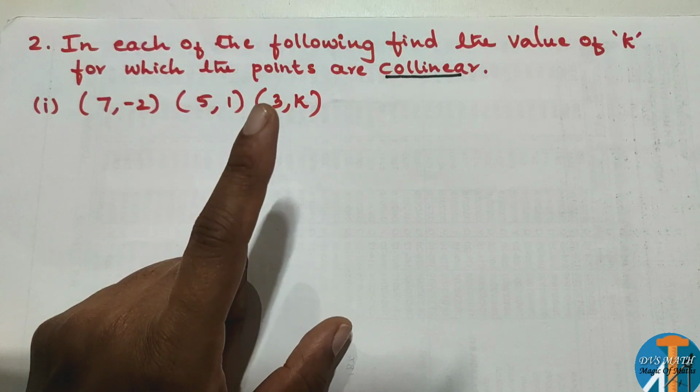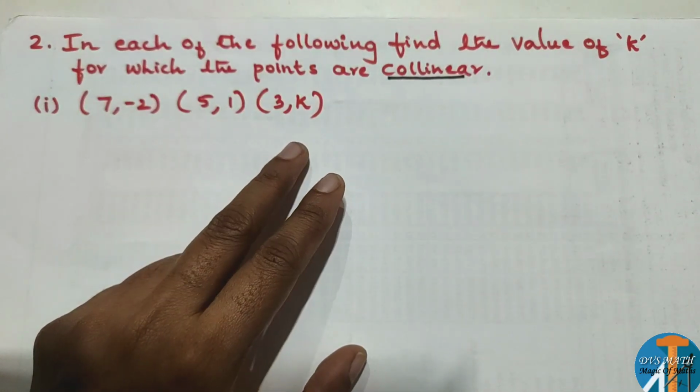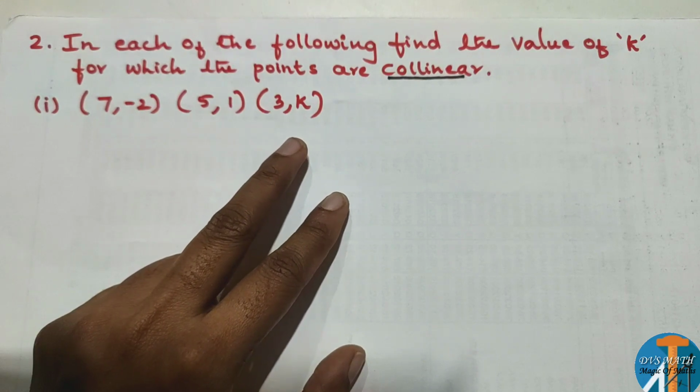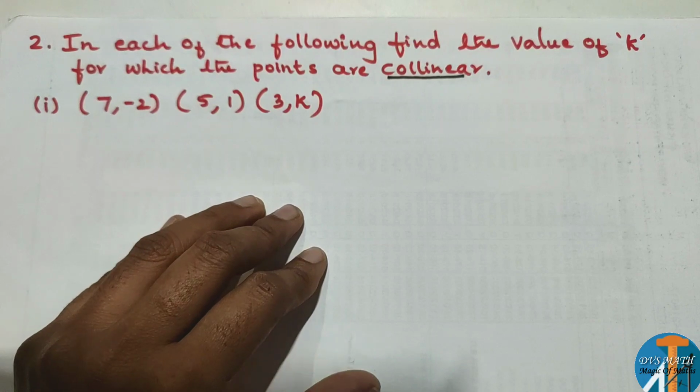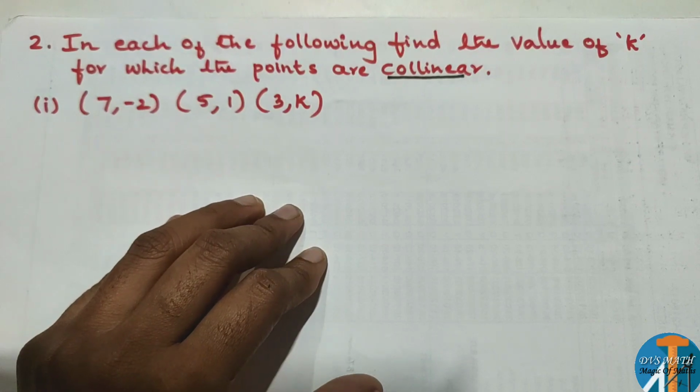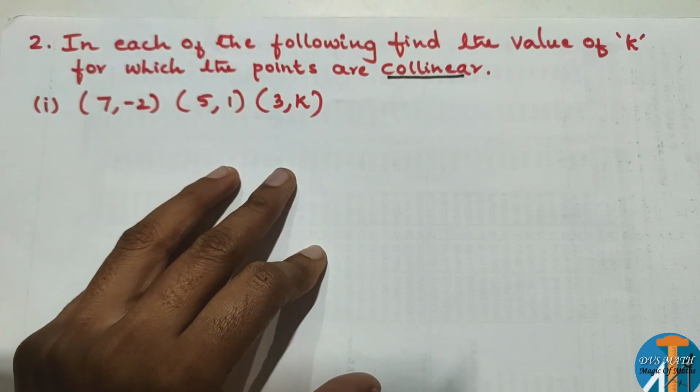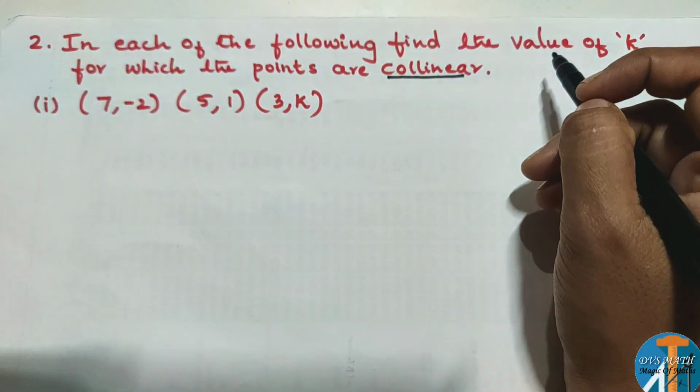So the same word we heard in distance formula. Collinear means, as I told you, if all points are in the same line, we say that the points are collinear. As I told you in distance formula, what we used to do?